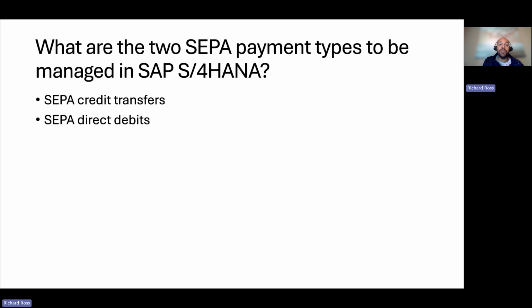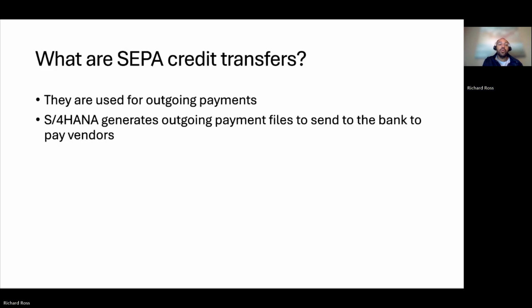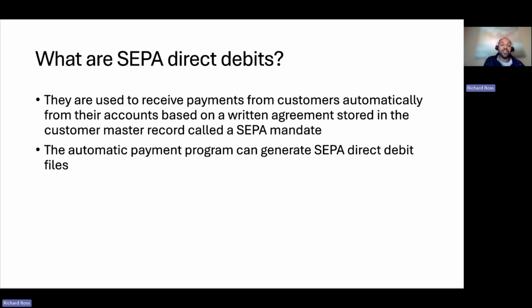What are the two SEPA payment types to be managed in SAP S/4HANA? SEPA credit transfers and SEPA direct debits. What are SEPA credit transfers? They are used for outgoing payments. S/4HANA generates outgoing payment files to send to the bank to pay vendors.